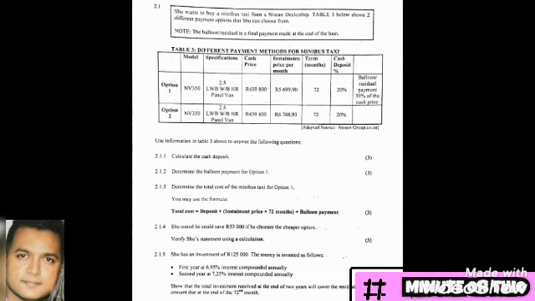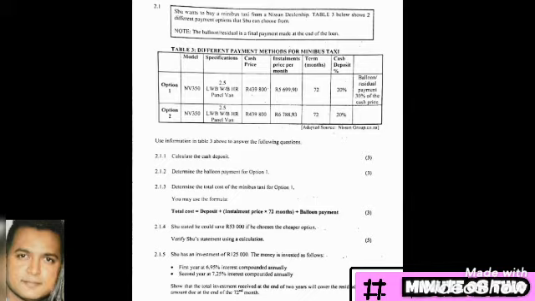Question 2, we have an information box shown to us and we need to read that information before attempting the questions. 2.1, Spoo wants to buy a minibus taxi from a Nissan dealership. Table 3 below shows two different payment options that Spoo can choose from. Note, the balloon or residual is a final payment made at the end of a loan.